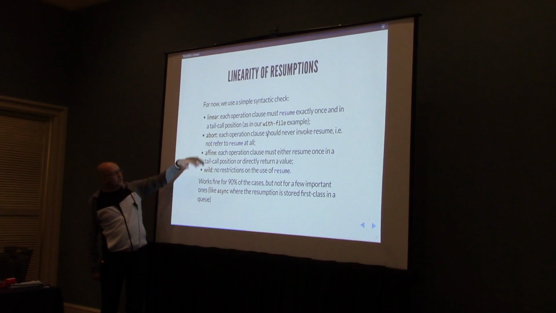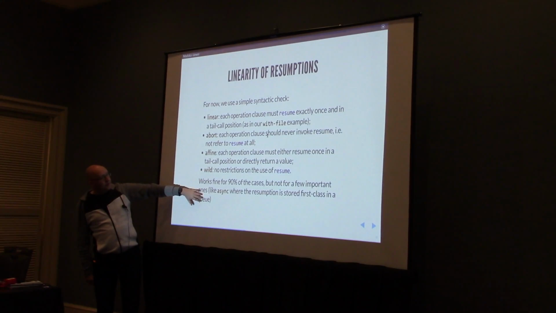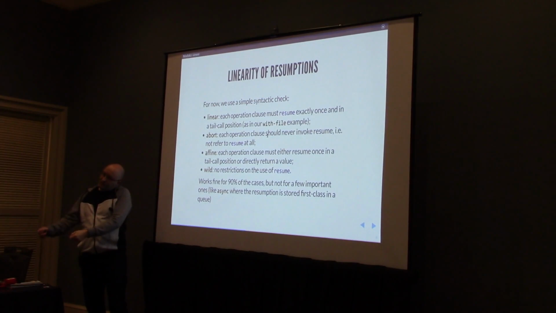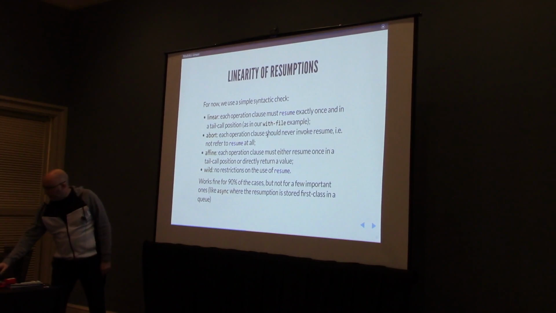In the wild, you just don't care. But there are a few where it doesn't work, in particular async await, where you want to store the resumption in some first-class queue and later reschedule the right one. So how do you ever know you're really resuming only once? The only solution I know is probably linear type systems.